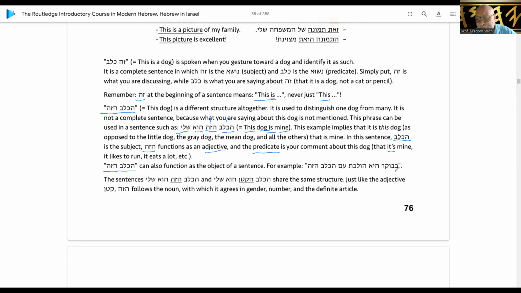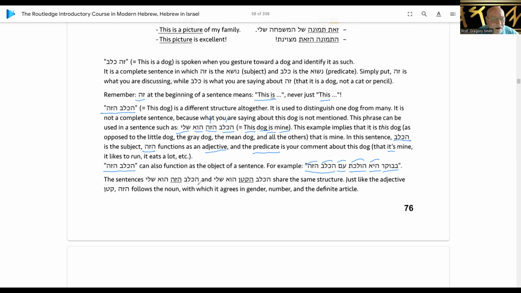For example, Baboker, in the morning, she, Holechet, she goes, im, with HaKaleb Hazeh. It could be this dog probably, right? Baboker, im, Holechet, im, HaKaleb Hazeh. Okay, so in the morning, she goes with this dog. So that applies, there might be other dogs.